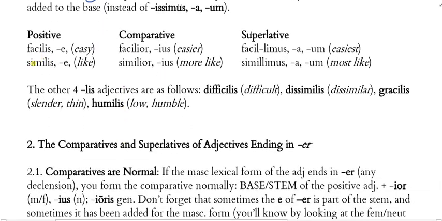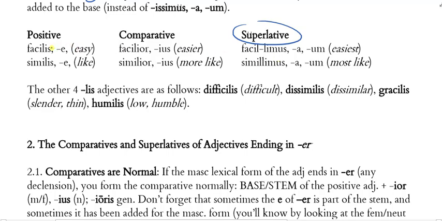So we have facilis, which is easy. Neuter is facile. And then facilior and facilius are both normal. We're taking facil- and adding -ior and -ius. Okay, but it's the superlative that's the place where it's unusual. We're just adding -limus to facil-. So facillimus, facillima, facillimum. All right, for easiest.